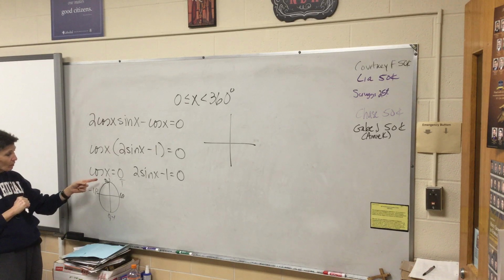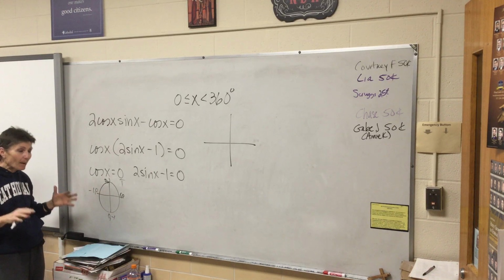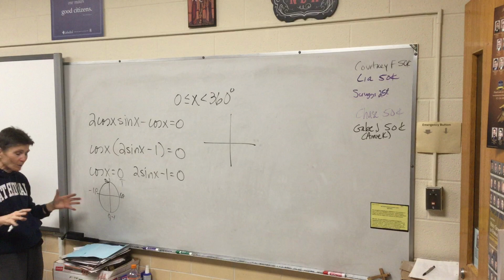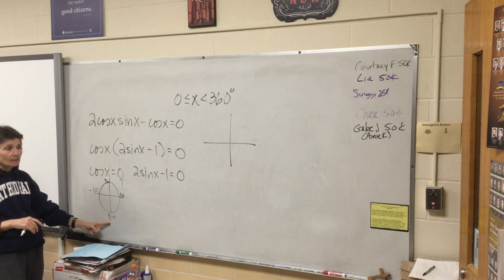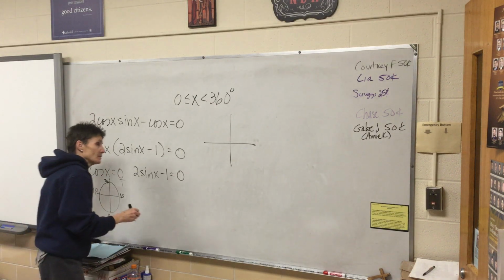Top point and bottom point. Okay, we're not going to write top point and bottom point in the answer blank. What are we going to write? What angle is that? 90 degrees and 270. And 2 pi over 3.